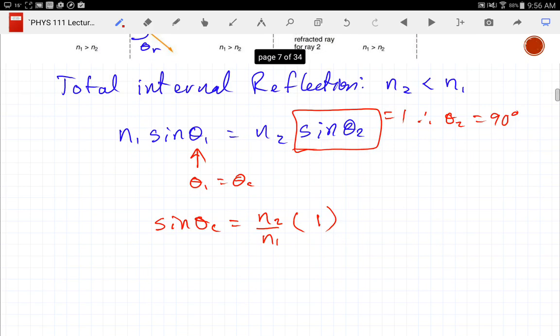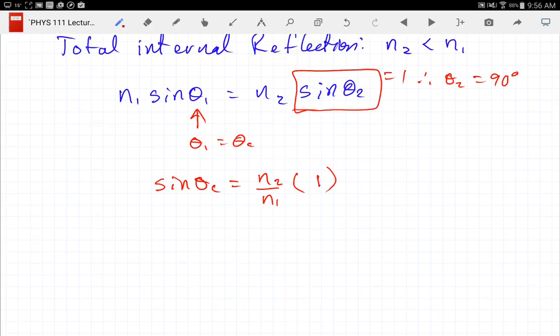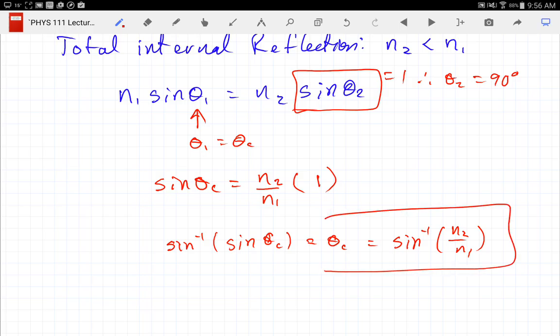And then finally, to get theta by itself, this might be one of the more sophisticated math things we do in this class. It's not that tough. We have to do the inverse sine of both sides. The inverse function is just going to give me the argument of the first function, so theta critical is equal to the inverse sine of n2 over n1. And so that's how we can calculate the angle that gives us the maximum refraction of 90 degrees.